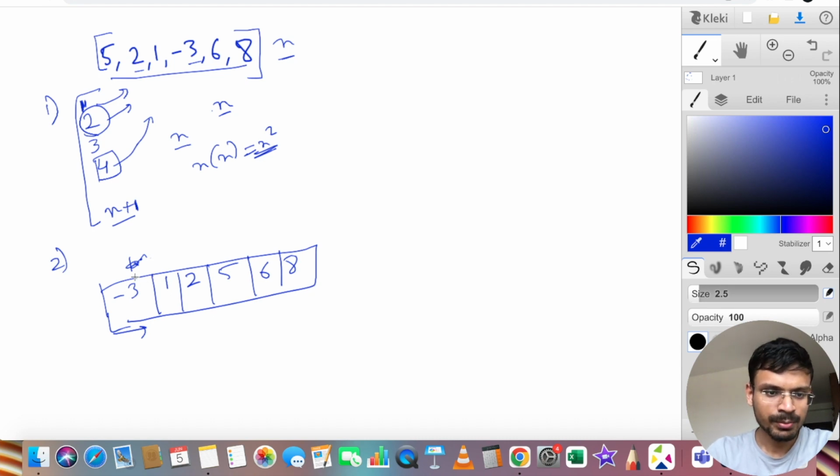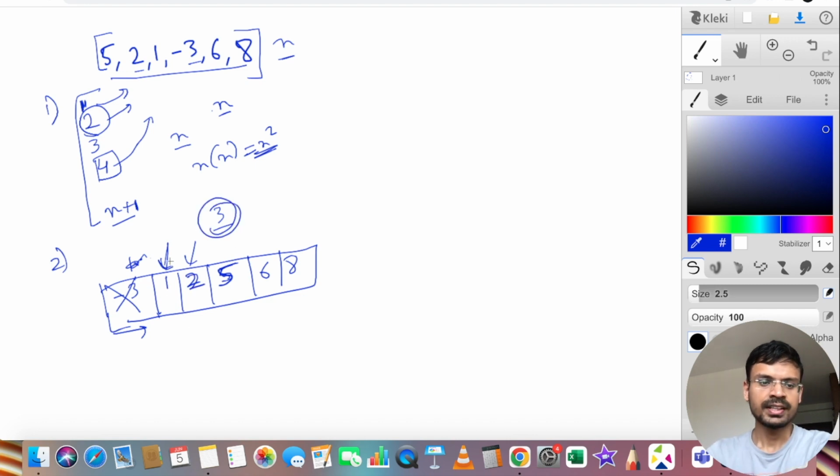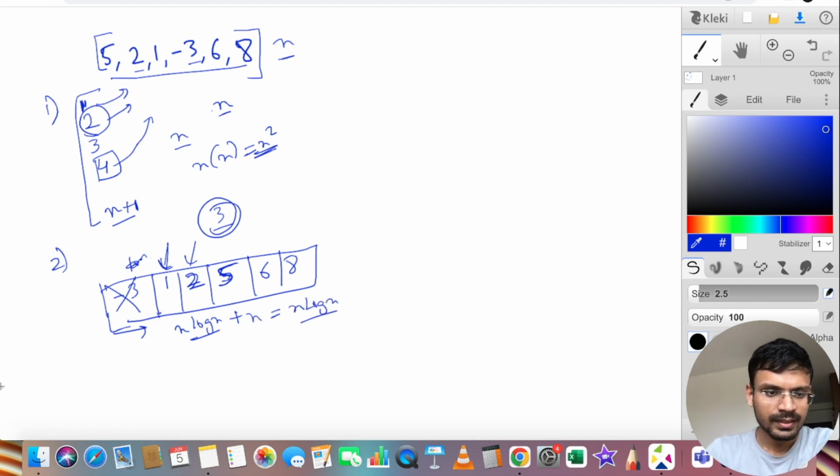So minus 3 is not a positive element, we can ignore it. Then comes 1, right? So 1 is present, then comes 2, 2 is present. Then we search for 3, 3 is not present because we had encountered 5 after 2, which means 3 is our answer, right? So in this case, the sorting would take O(n log n) time and the searching would take a maximum of O(n) time, so the time complexity would be n log n, right?